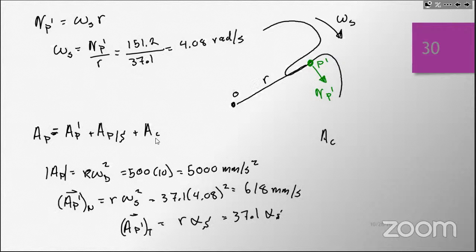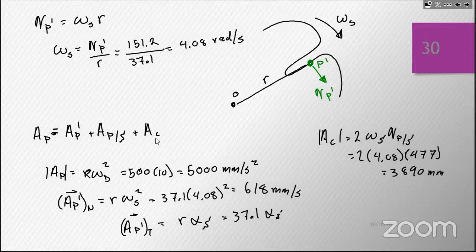My Coriolis term, the magnitude of my Coriolis is 2 times omega s times vp with respect to s, all of which I already have. So I'm going to plug those in. 2 times 4.08 times 477 gets me 3,890 millimeters per second squared. And now I've got everything, right? I've got expressions for all of these, and I can plug them in and get a big old equation where I can solve for alpha.